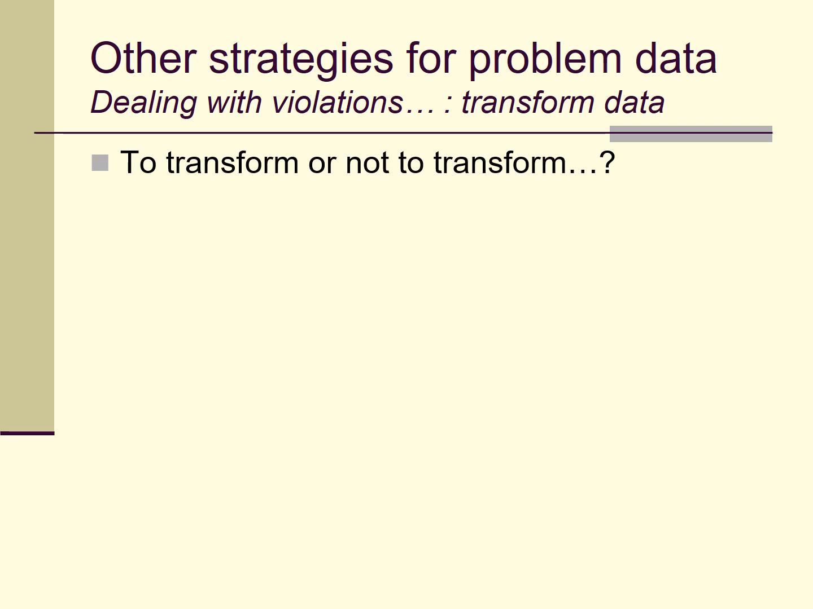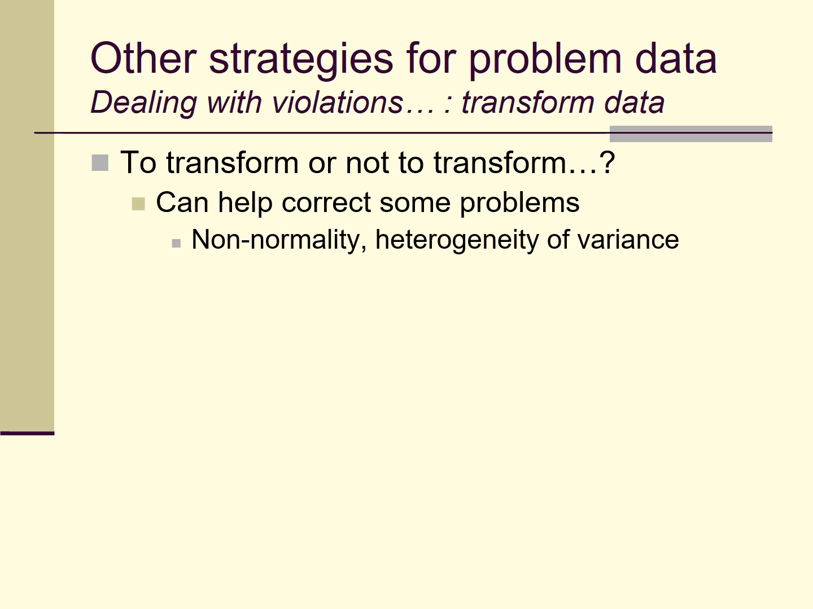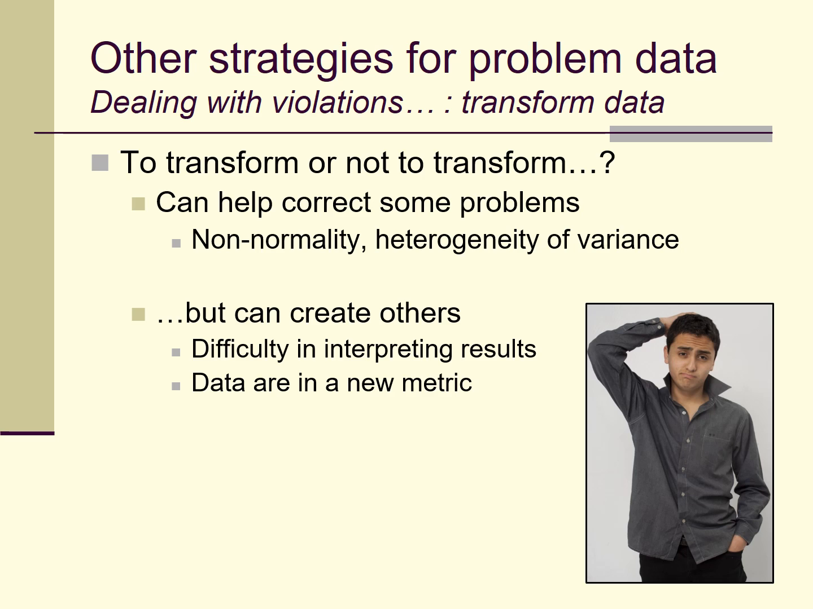So, to transform or not to transform? Clearly there are all sorts of different examples that we could come up with, or that some of you have probably experienced, where transforming data is useful, and probably many, many more where it isn't. As a very general point, transforming data can correct some problems, like non-normality and heterogeneity of variance. But transforming data can also create problems.